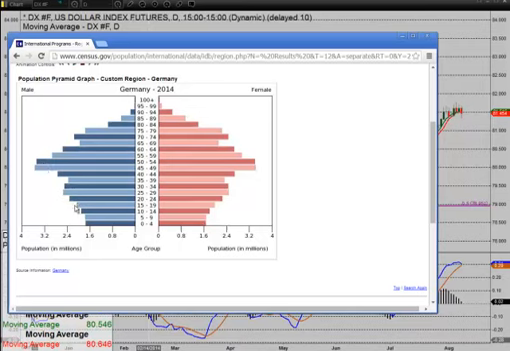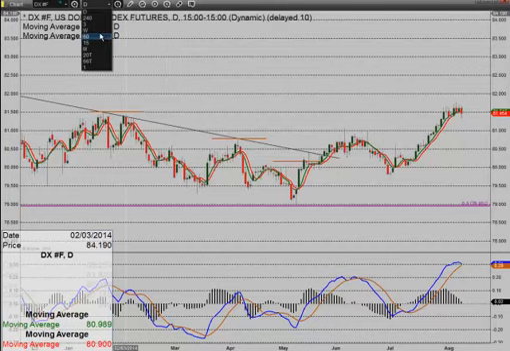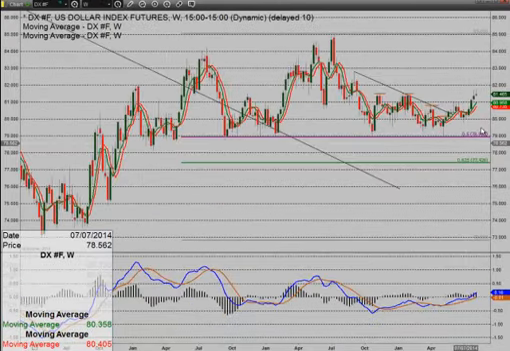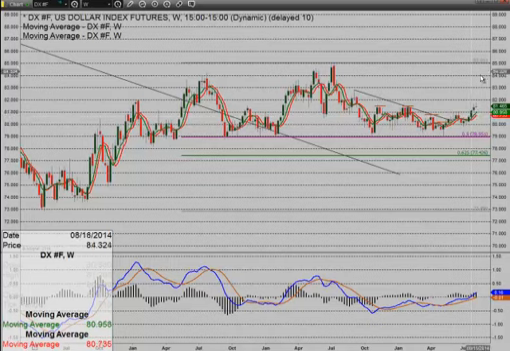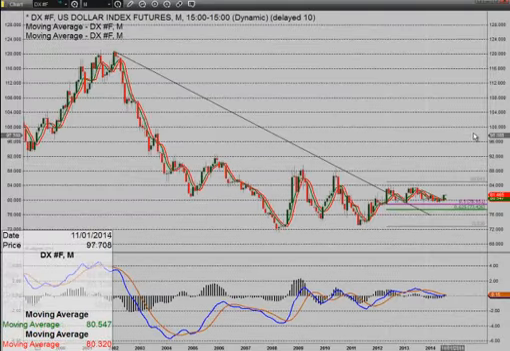The population pyramid to us is one of the most important indicators out there, and to me, that's one reason why we want to stay long the US dollar long term. Here's the weekly chart. You can see there's plenty of room up above on the weekly chart. The market held. Now here's a monthly chart, and you really start to get scope here. Long term, there's a lot of room on the upside.